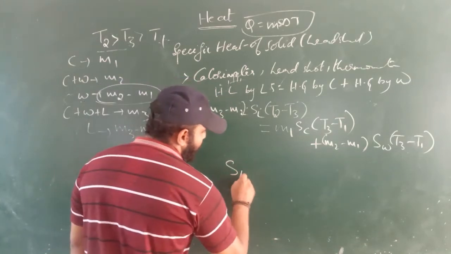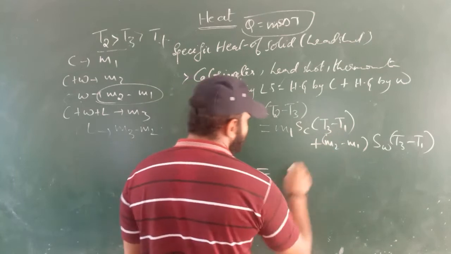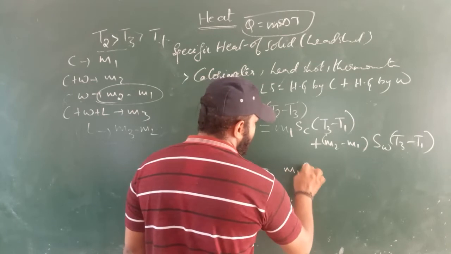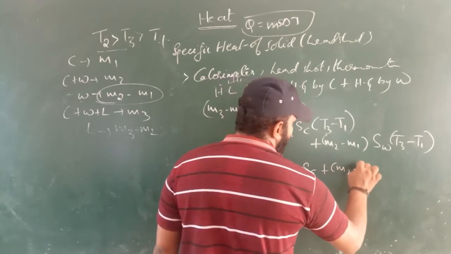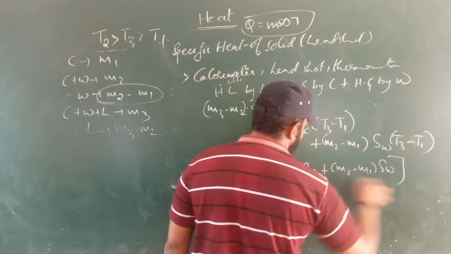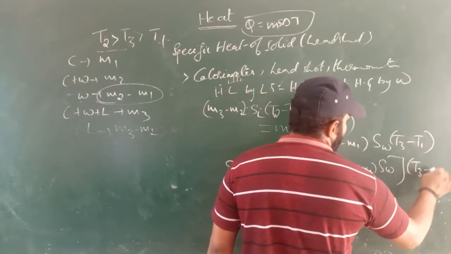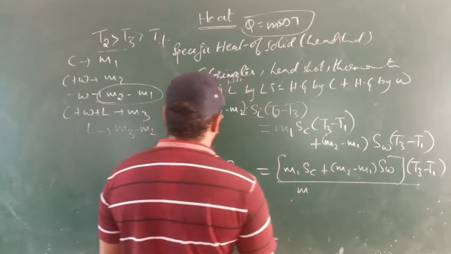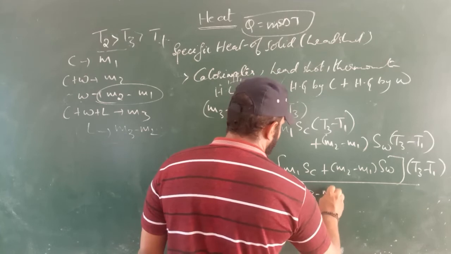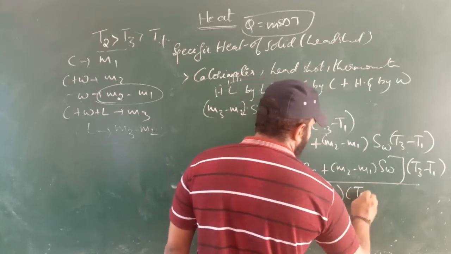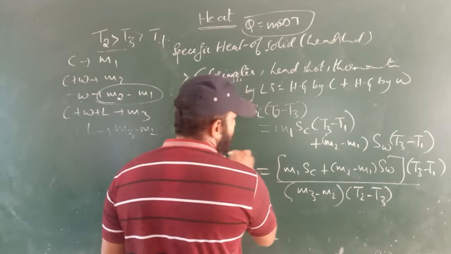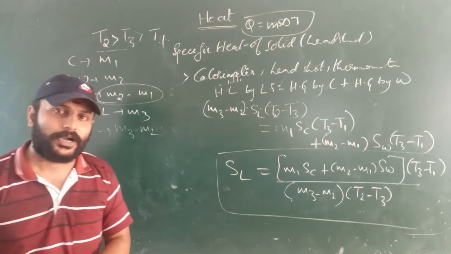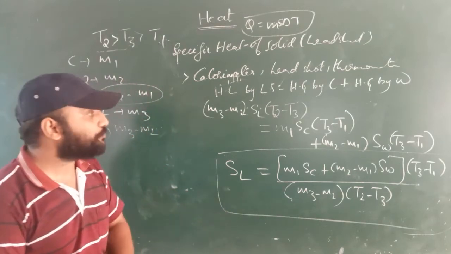What we will get is the specific heat of lead shot is equal to, taking T3 minus T1 as common, M1 SC plus M2 minus M1 into SW, whole times T3 minus T1, divided by M3 minus M2 into T2 minus T3. This is the specific heat of the solid, or the specific heat of lead shot. Understood everyone?